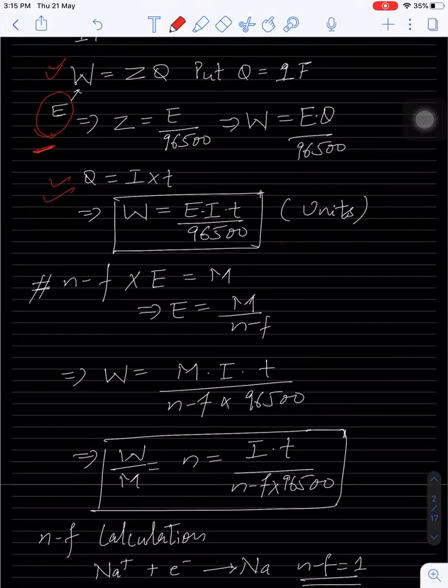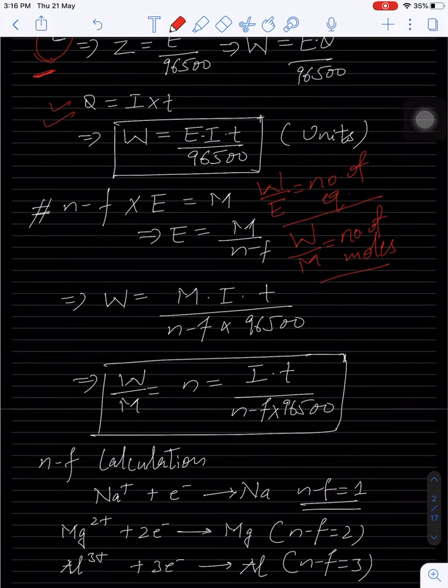Let us put some learning of the revision. We studied that weight upon equivalent weight equals number of equivalents, and we have studied weight upon molar weight equals number of moles. Weight upon molar weight equals number of moles, and weight upon equivalent weight equals number of equivalents.